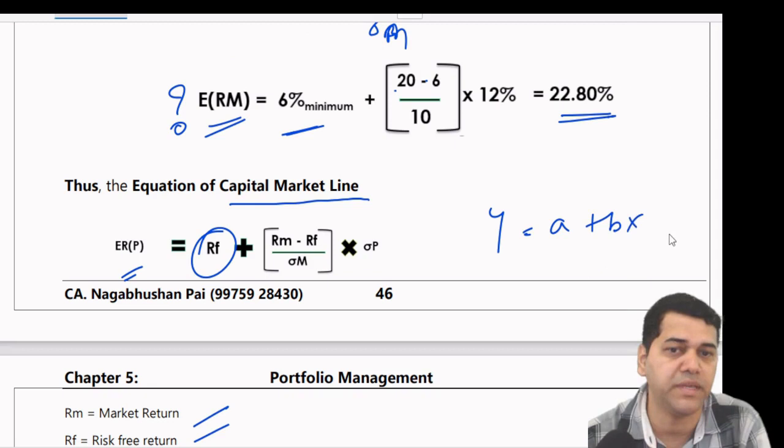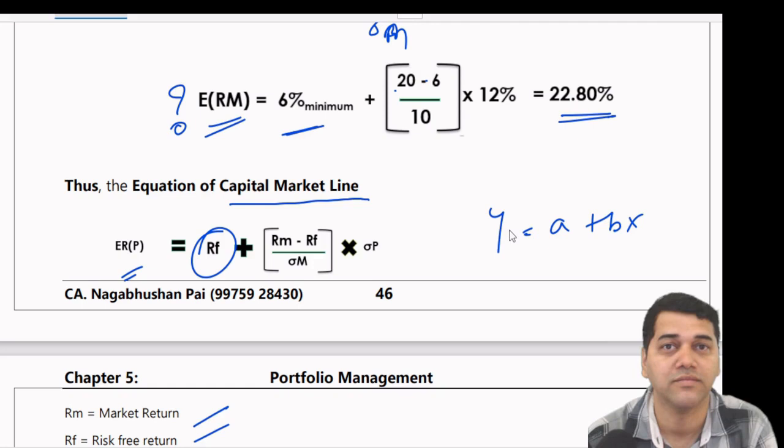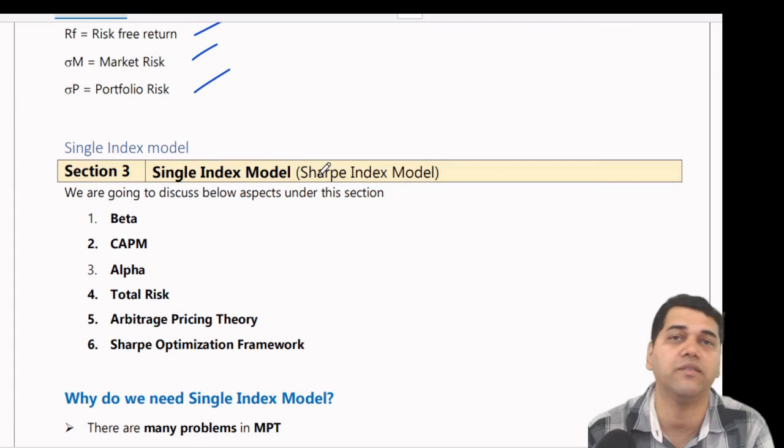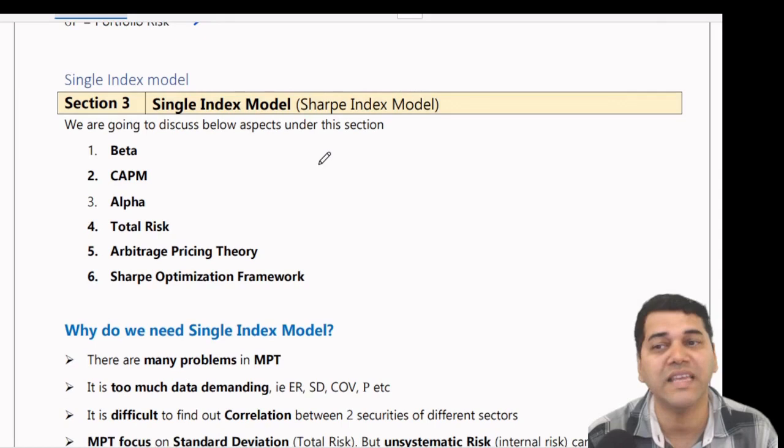Do you know what regression is? Do you want to know what regression is? Yes, you have to know it before we proceed to something called the single index model. With this we are done with modern portfolio theory. Now we will go to the single index model, another version of portfolio management.